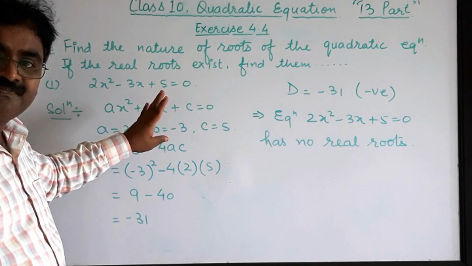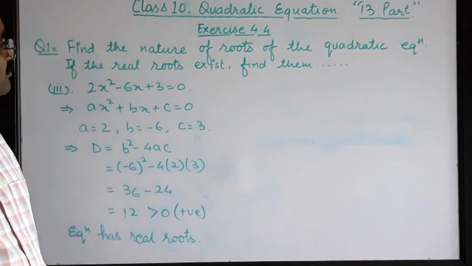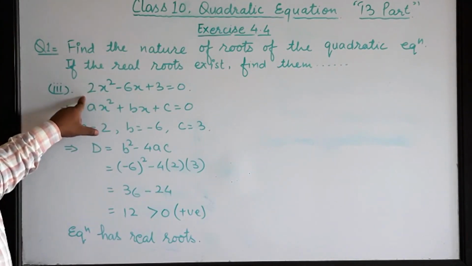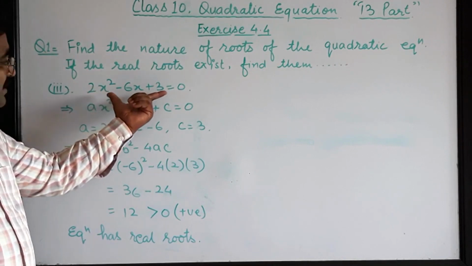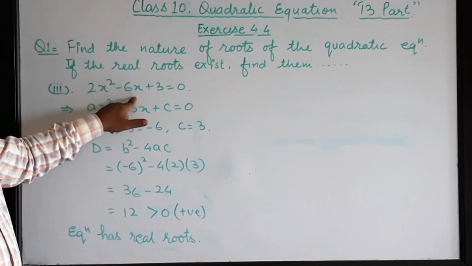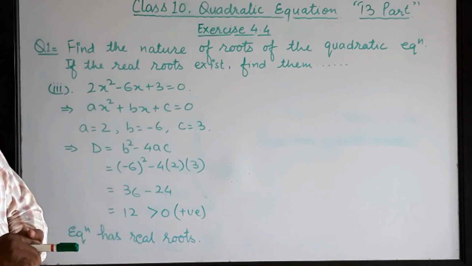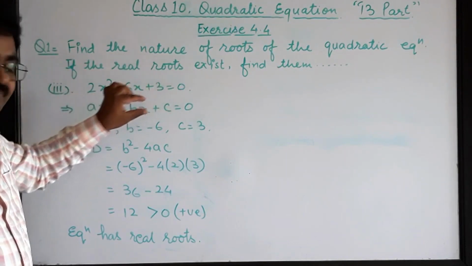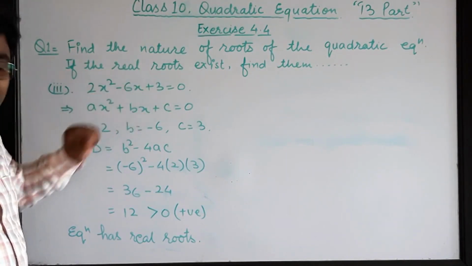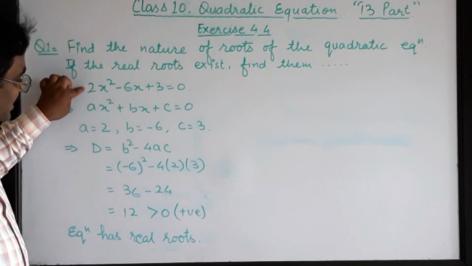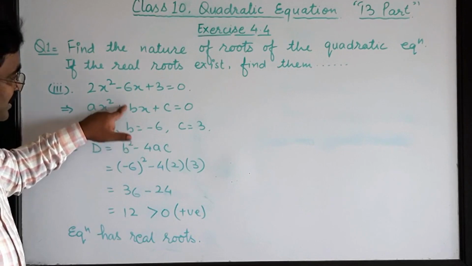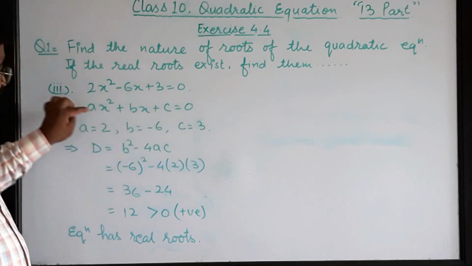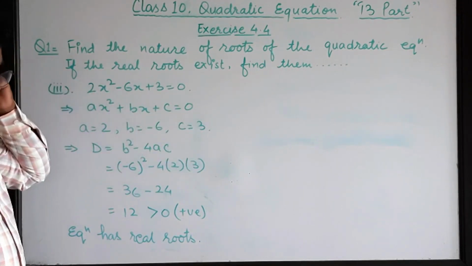Right children? So dear students, now in this question number 1, let us take part number 3. In this part, the equation given is 2x square minus 6x plus 3 equals to 0. So once again, as in the first part, we compare this equation with the standard form to get the values of a, b and c. After comparing, the value of a is 2, the value of b is minus 6 and the value of c is 3. So a is the coefficient of x square, and 2 is the coefficient of x square here also.